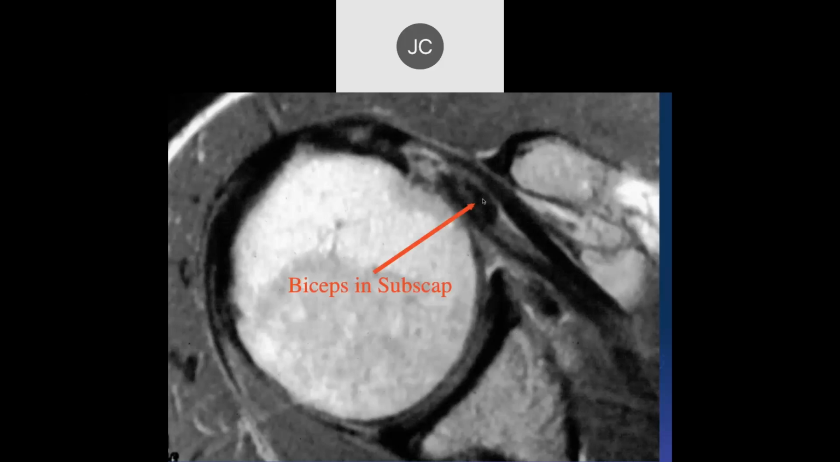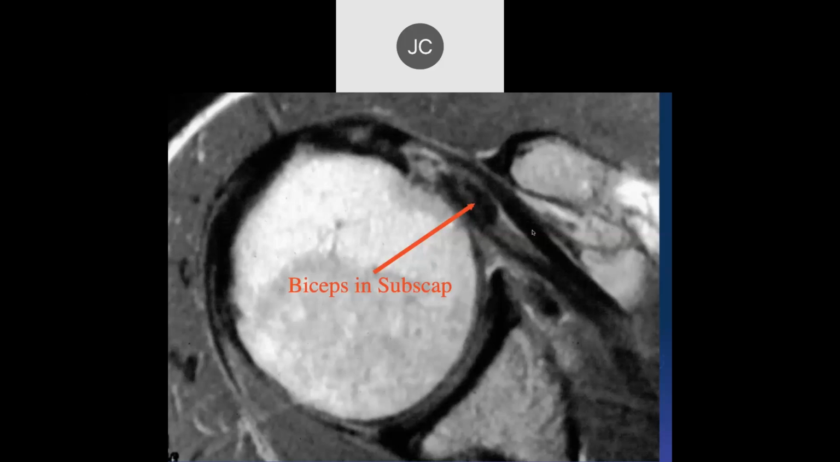Now, we saw a number of cases where the biceps, which we'll see next, was located in the joint space with what looked like an intact overlying subscapularis. And finally, one day we had this case where we actually caught the tendon in the act of cutting through the subscap. I think once it gets to here, it typically cuts its way through pretty rapidly, probably within a few weeks or months.